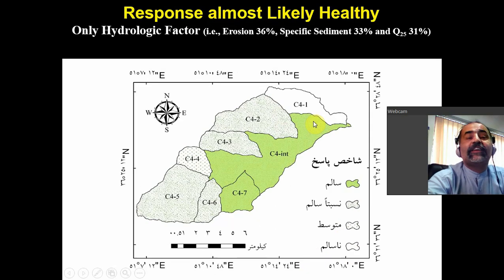And here you will see the response of the watershed, that it was almost likely healthy, and it was due to hydrologic factor, that it was devoted to erosion by 36% contribution, to specific sediment by 33% contribution, and finally discharge with 25 years of return period, that it was 31%. Again, here you will see we have fully diversified conditions in viewpoint of response, from healthy, that is green one, to unhealthy, that is white one.